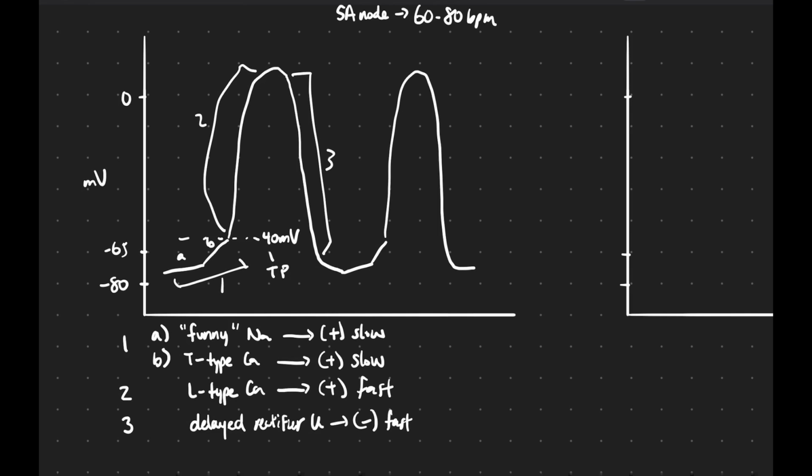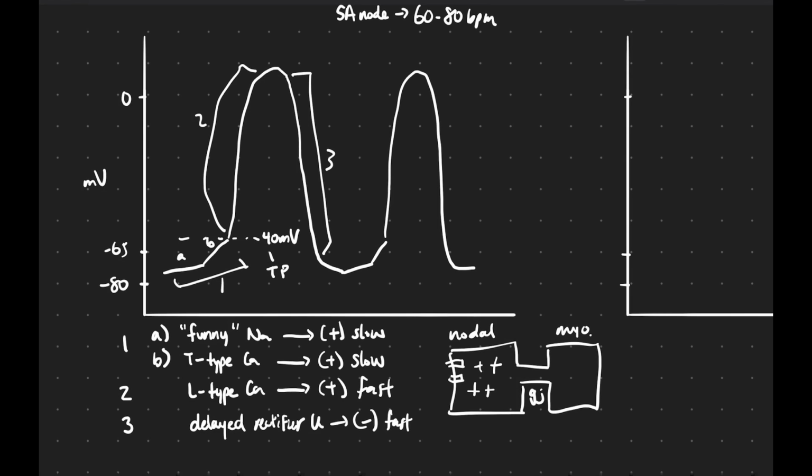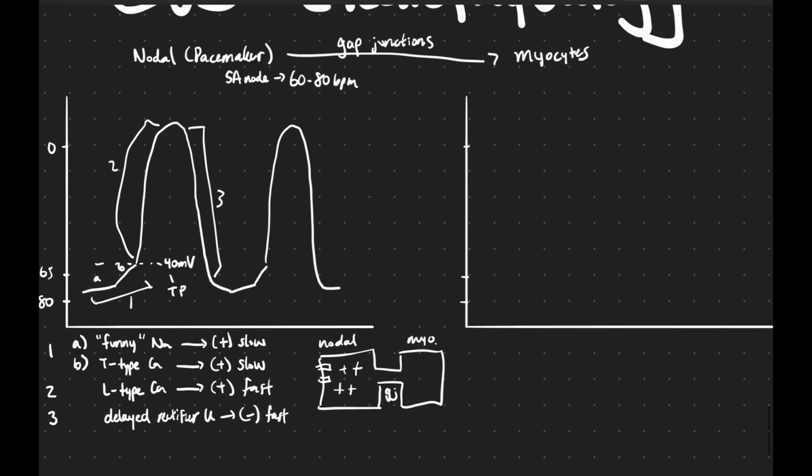Okay, so now that we know about these nodal cells, we have all of these channels on the membrane, and they allow all of these cations to go into the cell. Now we have these gap junctions right here that are connected to our myocytes. Our myocytes don't have this intrinsic property, such as the T-type calcium and the funny sodium channels. They rely on these gap junctions for their initial depolarization.